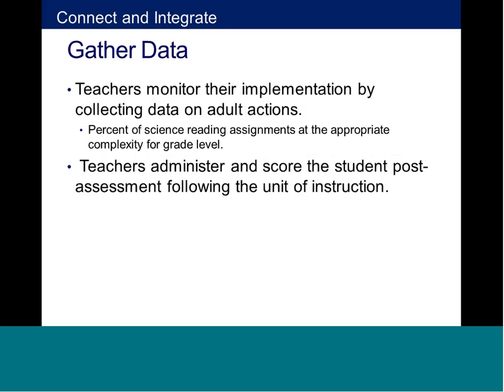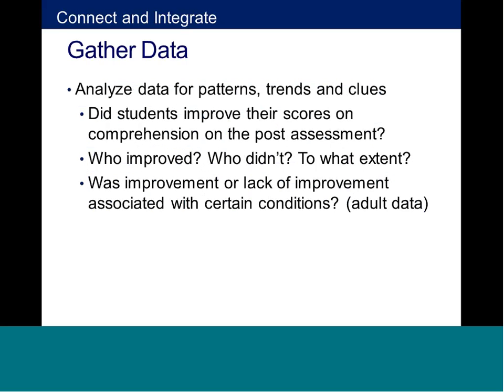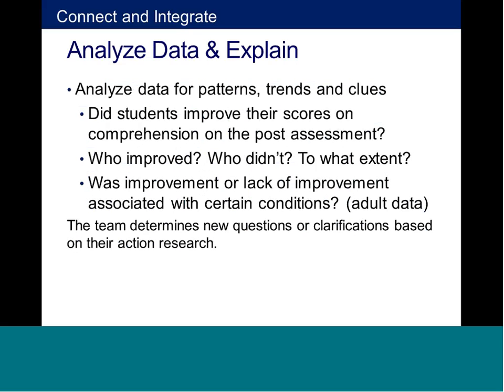The teachers monitored their implementation, and they administered and scored the student post-assessment. At the end, they were able to look at that data and analyze it. Did the students improve on their scores in terms of comprehension on the post-assessment? And they asked this question in terms of who improved, who didn't, to what extent. Do those questions sound familiar, like the questions we talked about at the very beginning? And was that improvement or lack of improvement associated with certain conditions? If they hadn't collected the adult data, they wouldn't be able to answer that last question there.